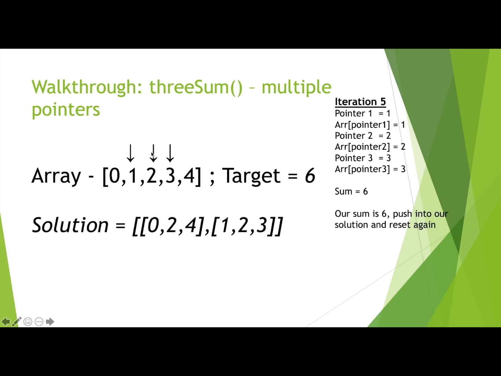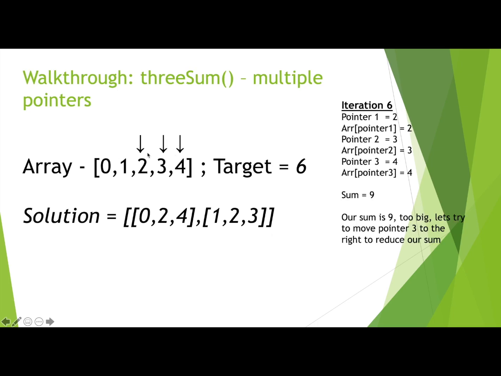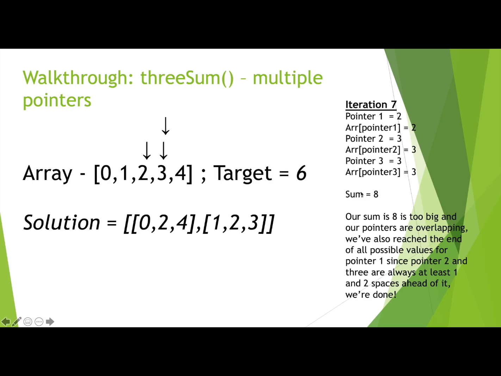In that case, since our pointers cross, we're going to basically just break out of that and move this one pointer over. So now we have 2, 3, and 4. 2, 3, and 4 is equal to 9, and that's way too big. So we're going to try moving our rightmost pointer over to the left to reduce our current sum. If we do so, we get a current sum of 8, but now we have this overlap here, so basically we want to break out of the loop.